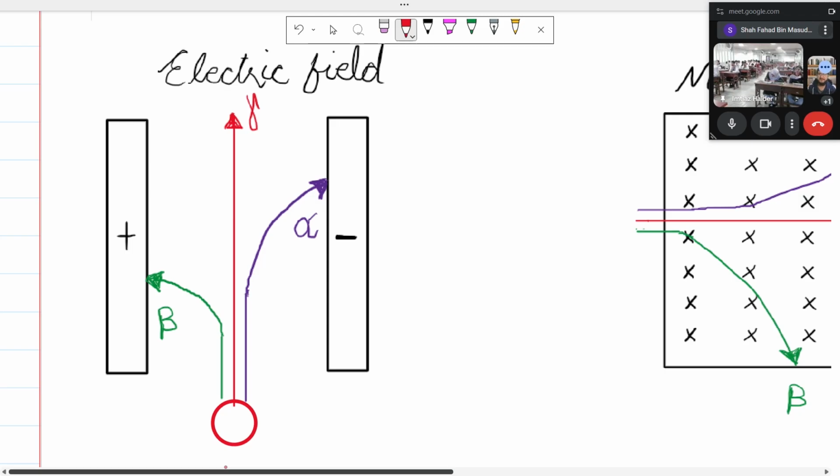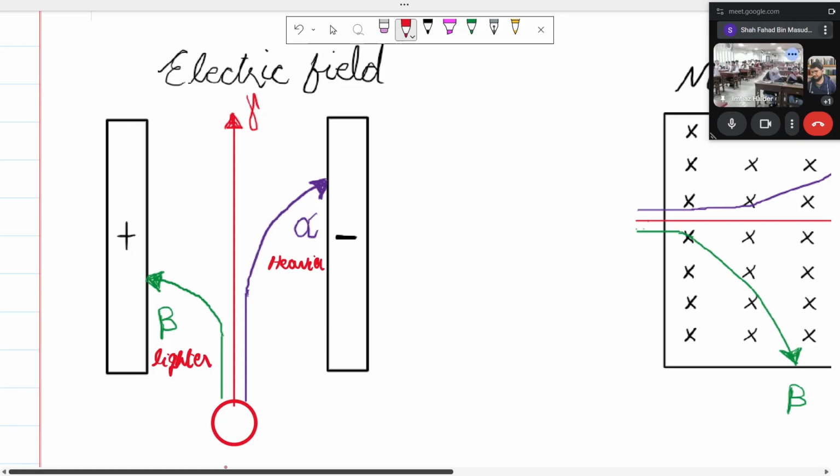Now just look at this. This beta is moving to the positive charge. The gamma will not deflect, because it has no charge. While the alpha particle will move to the negative charge. One more important thing: as you can see, the deflection of beta is more compared to the deflection of alpha. The reason is that the alpha particle is heavier and the beta particle is lighter. If the particle is heavier, it will take a lot of time to get deflected. A simple example is that boys can relate to this.